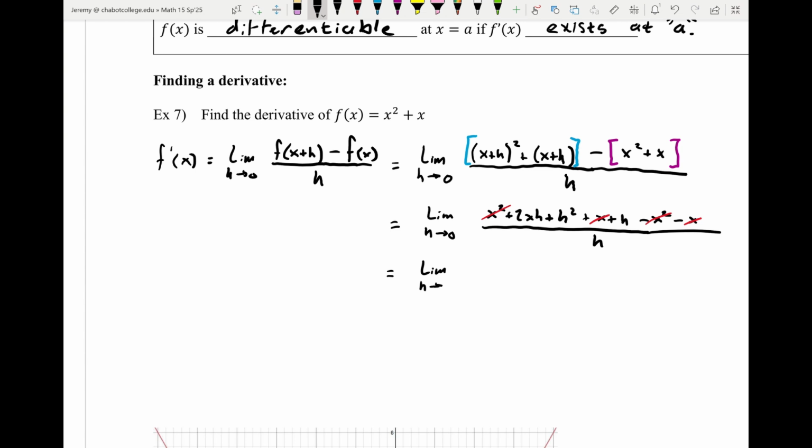The limit as h approaches 0, now we're looking at just 2xh plus h squared plus h, all over h. All right, and I'm pretty happy with what I'm seeing here because, remember, we want to take the limit, we want to let h go to 0. From the beginning of the problem, there's an h in the denominator.